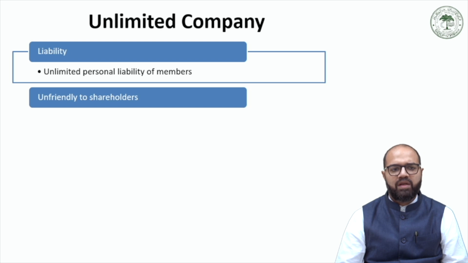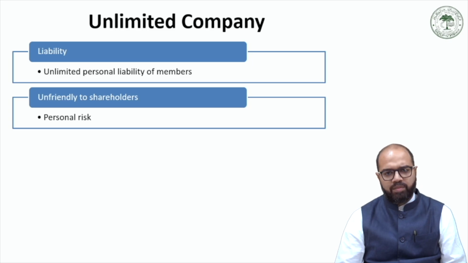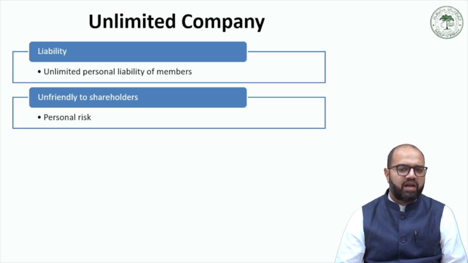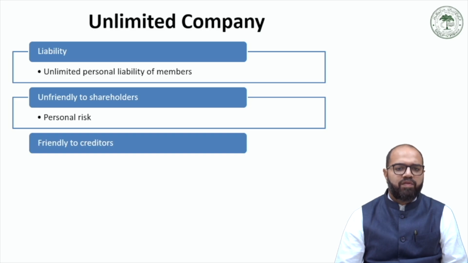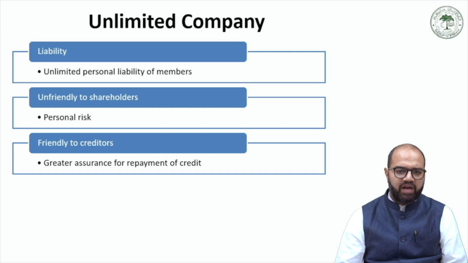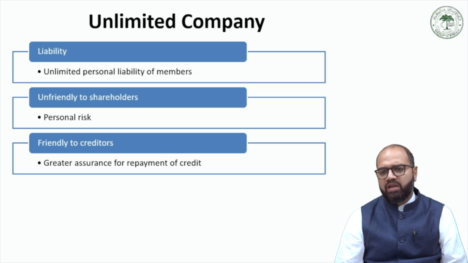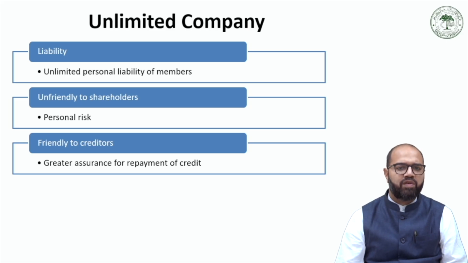Now, this kind of a company is unfriendly to the shareholders as they face heightened personal risk. Such companies therefore face challenges in raising capital and expanding operations through share capital. On the other hand, they are regarded as more creditor friendly, as creditors are more likely to extend credit to companies with unlimited liability. The reason is that creditors can access the personal assets of the members to cover their debts, if any, which remain unmet. Therefore, the creditors have a greater assurance of repayment of debts.